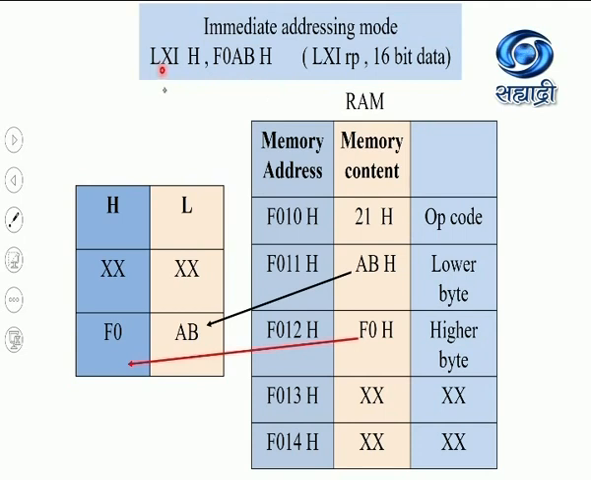LXI H, F0ABH. Load register pair HL with immediate data F0AB. So suppose the instruction is stored in memory, then AB, the lower byte of the data, gets copied into register L. F0, the higher byte of the data, gets copied into register H. So here you can see the opcode, lower byte, higher byte. So 3 bytes are required to store this instruction.